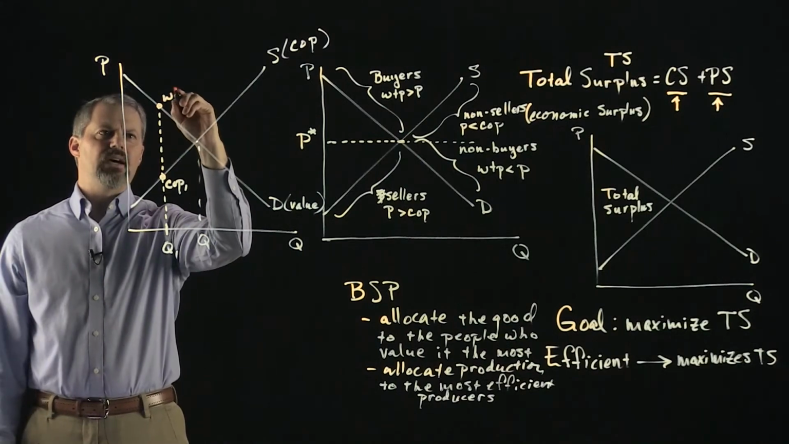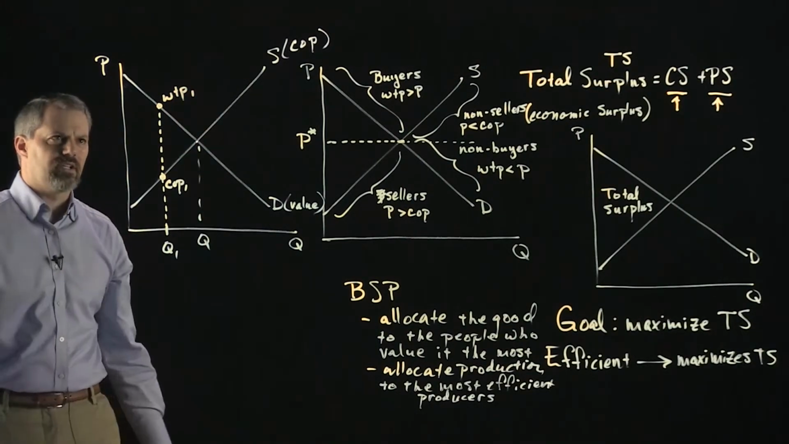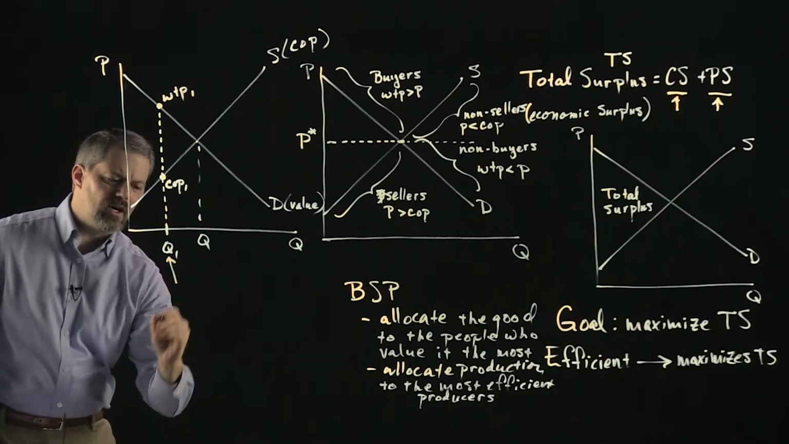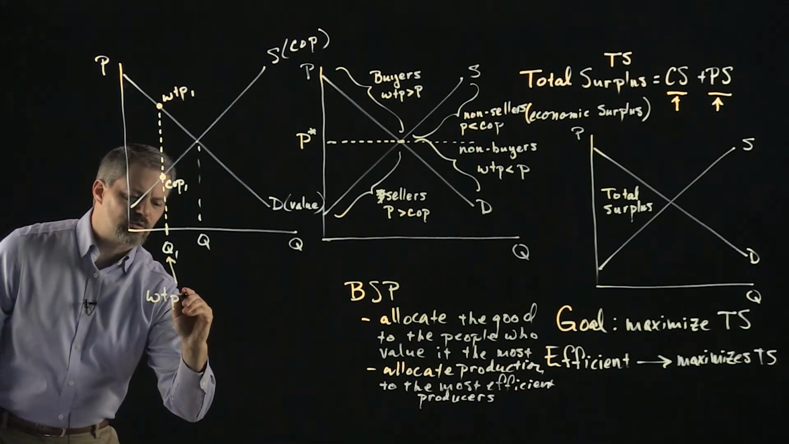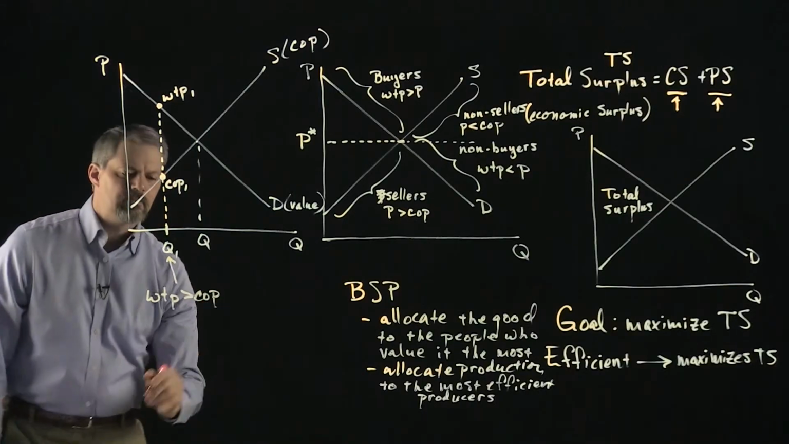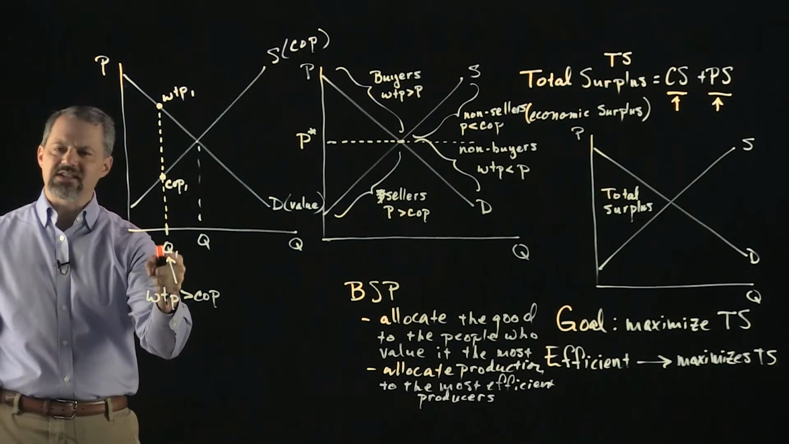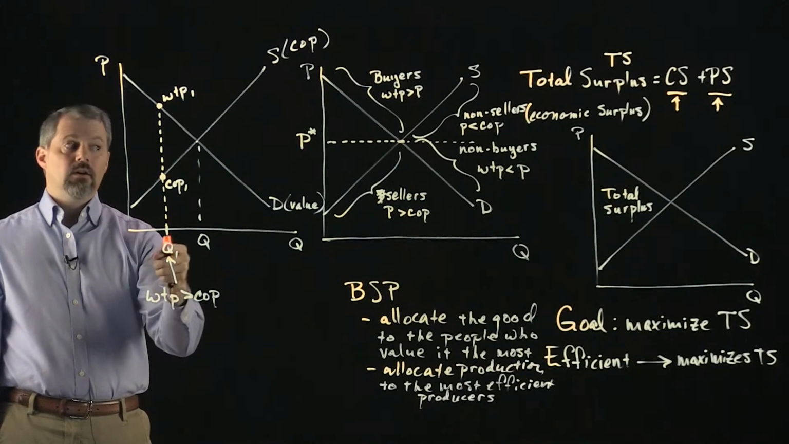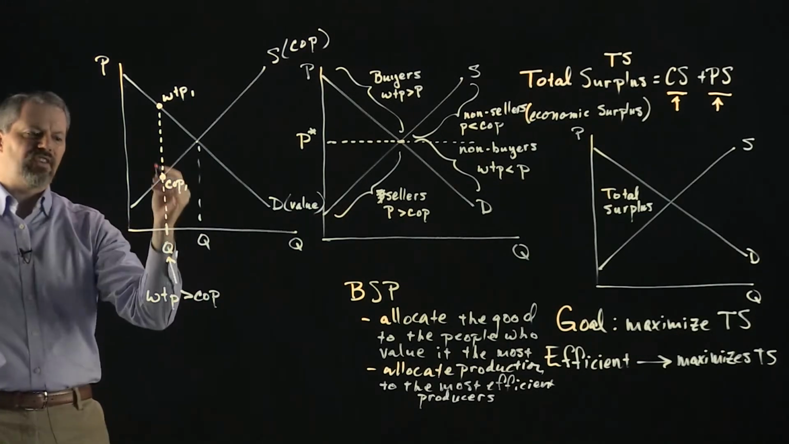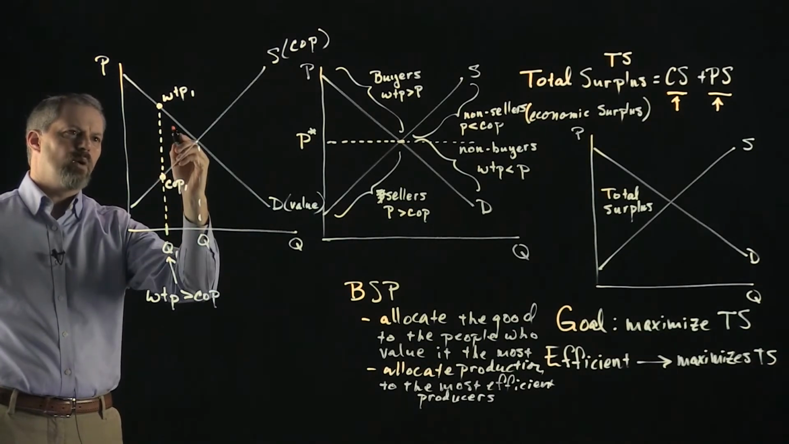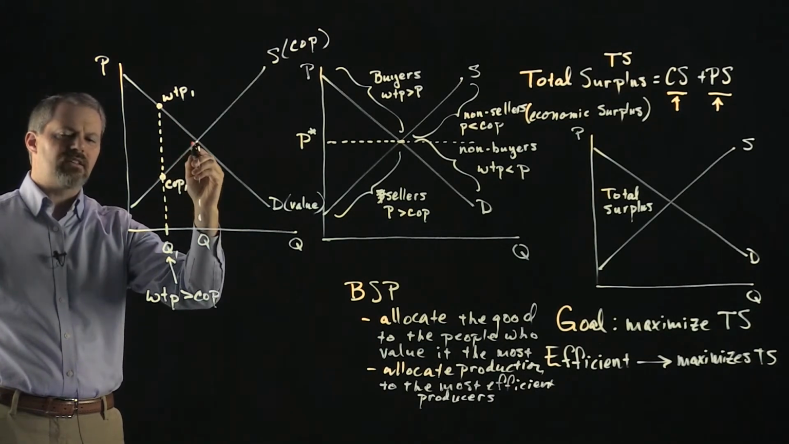There's willingness to pay at the margin. We'll call it willingness to pay 1. We see that at this quantity of Q1, willingness to pay is greater than the cost of production. The marginal benefit's bigger than the marginal cost. We shouldn't stop there. In terms of total surplus, if we stopped there, we would get this amount of total surplus, but we would miss out on this triangle right there.